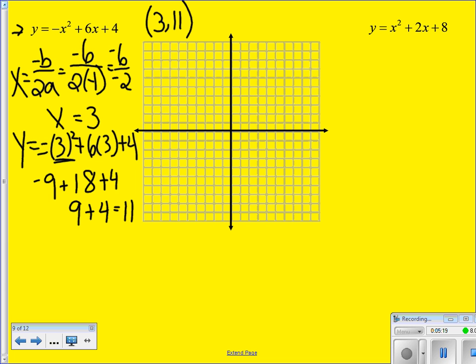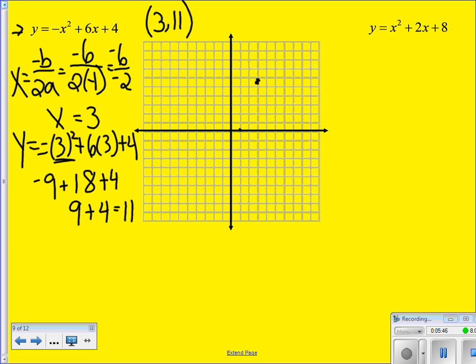So this is one of those cases where we have to change the scale. Let's change the scale of our y. We're going to let our y's go up by 2's. My x's I'm still going to have go up by 1's. So I'm going to go 1, 2, 3 here. Then I'm going to go up 2, 4, 6, 8, 10. So then 11 is going to be halfway between there. Okay, so there's my vertex.